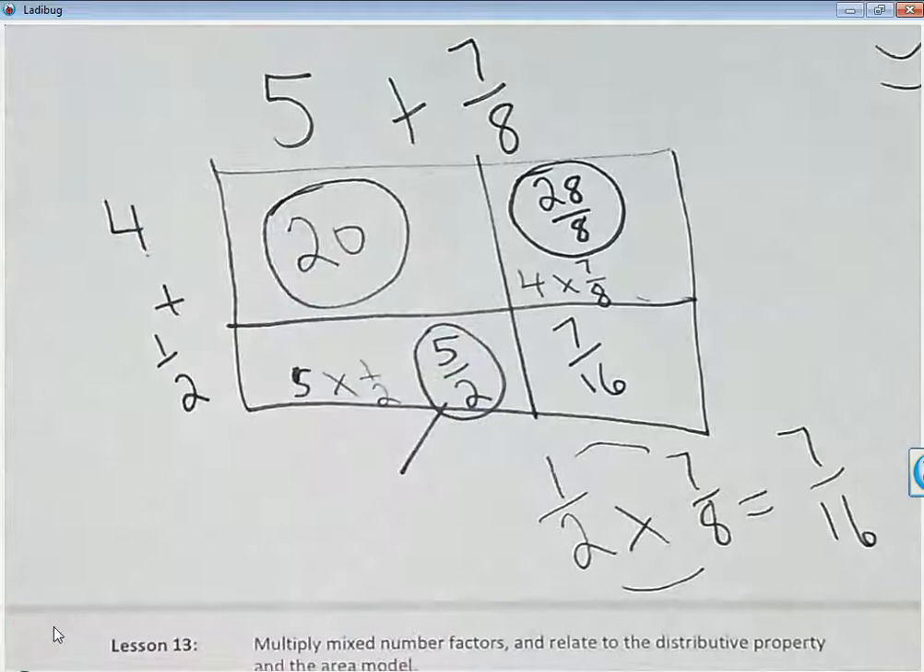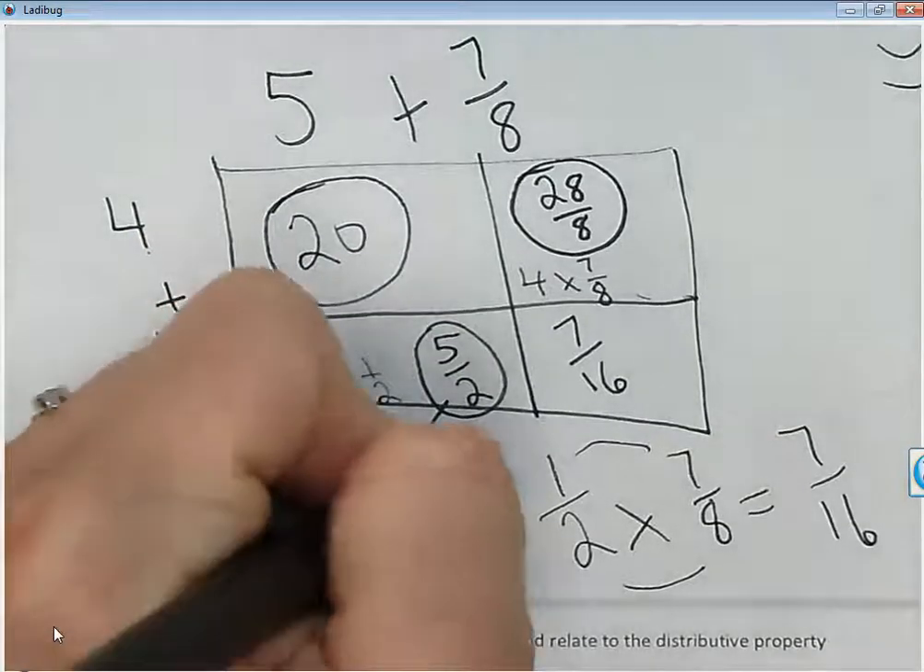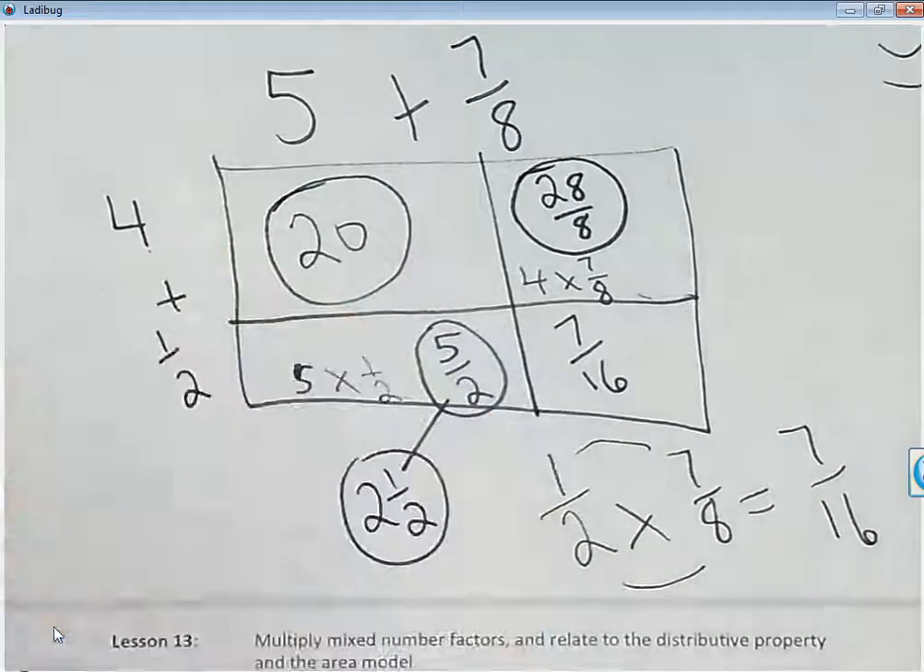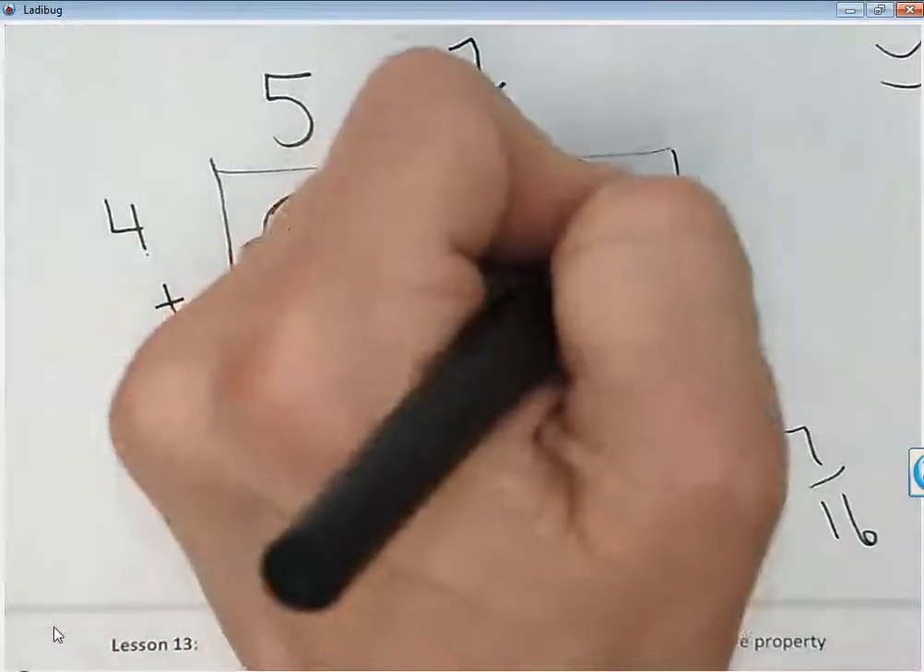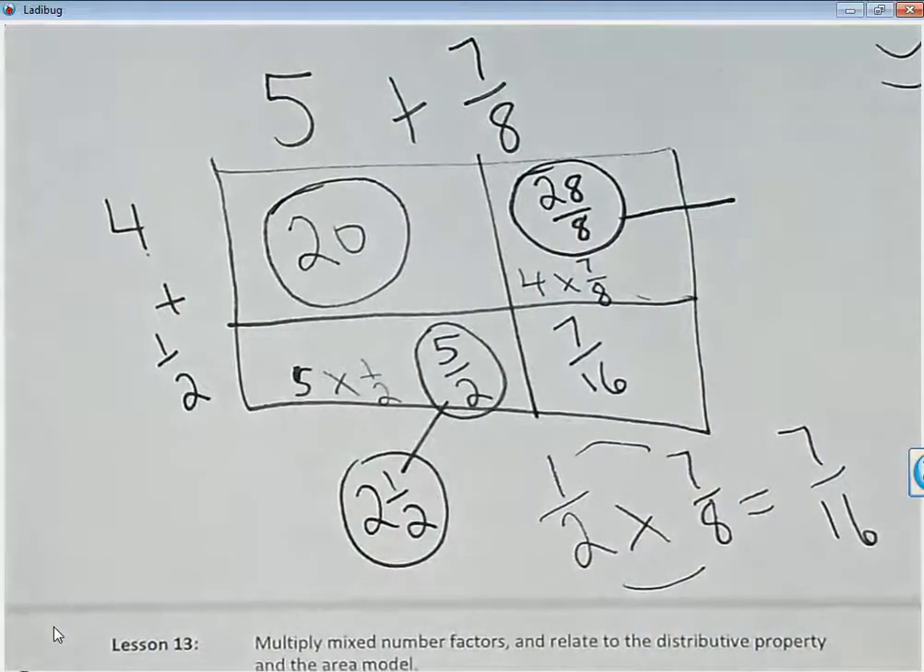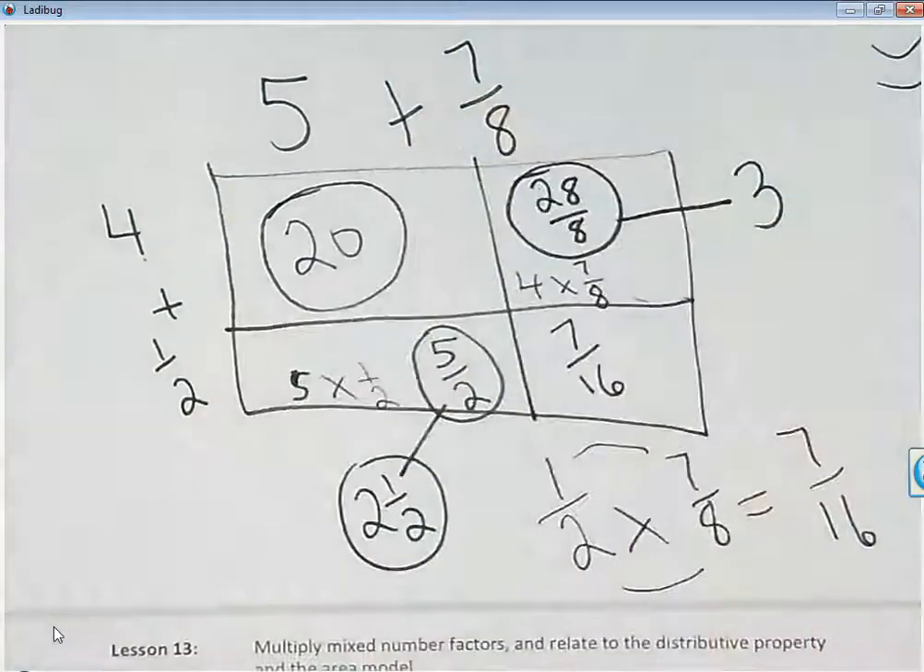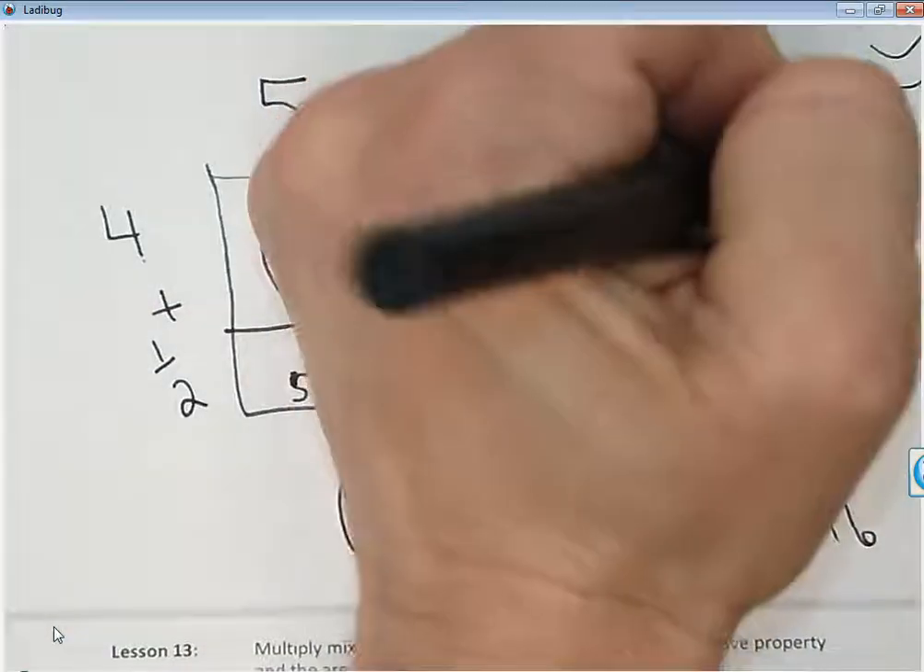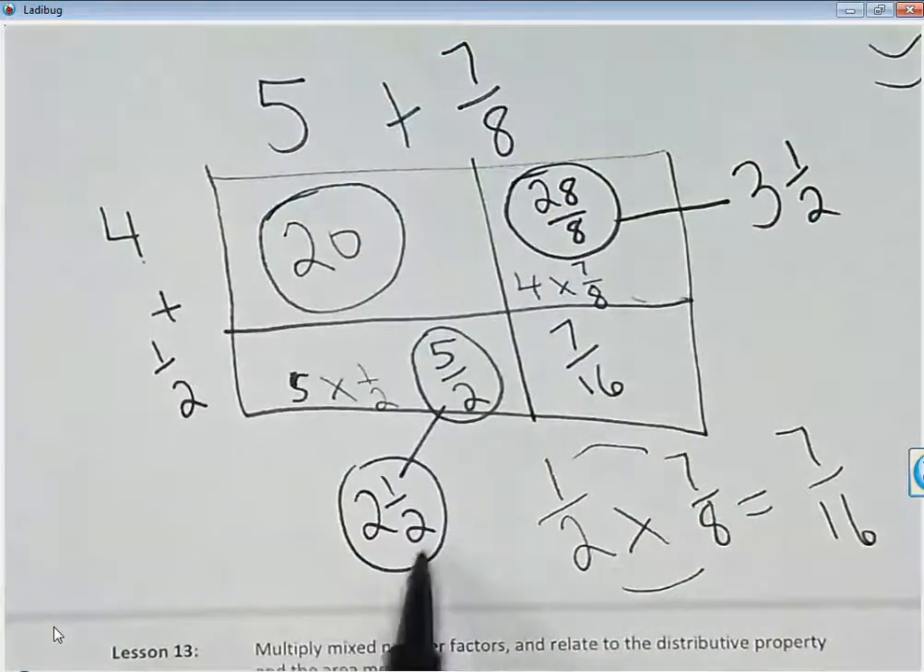So 5/2 would be 2 and 1/2. And then 28/8. Now 28 divided by 8. 8 times 3 is 24. There'd be 4 left over. So you'd be at 4/8. Well, 4/8 is half. So you change these both into halves. You can do that right now.